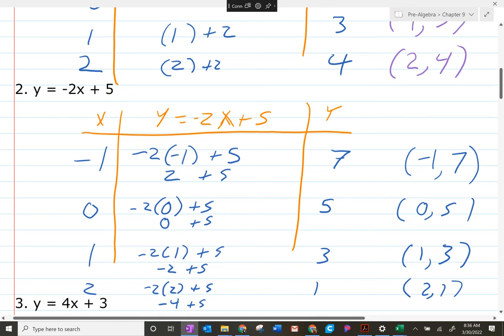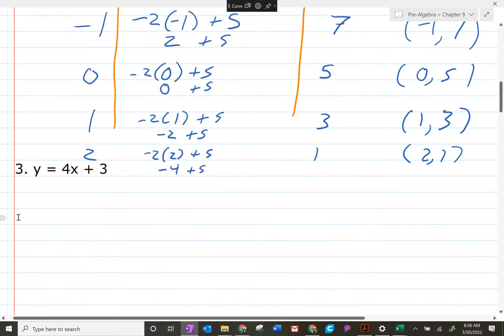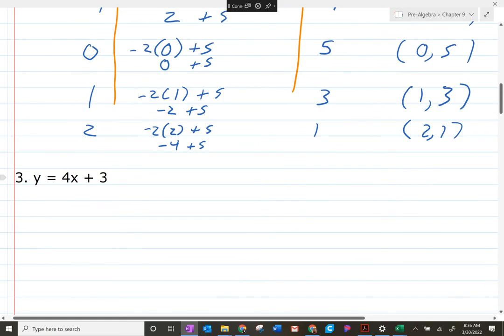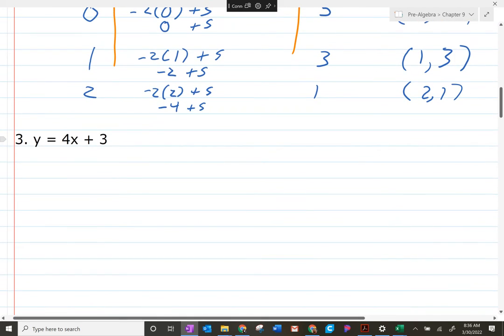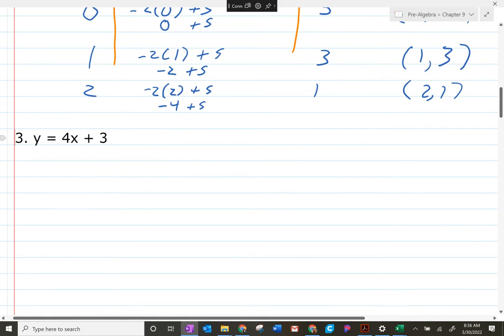Does that make sense? Feeling good? This next one I want you to do all on your own. I do want you to use those same 4 numbers. Okay? I want you to do y equals 4x plus 3. Use those same 4 numbers.